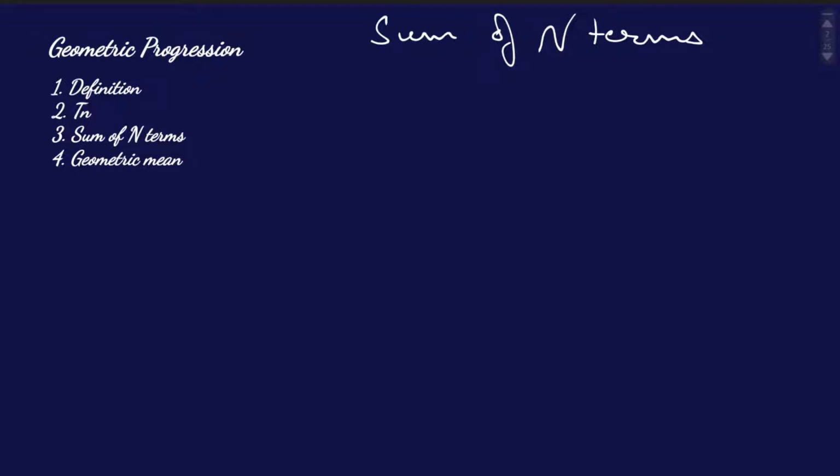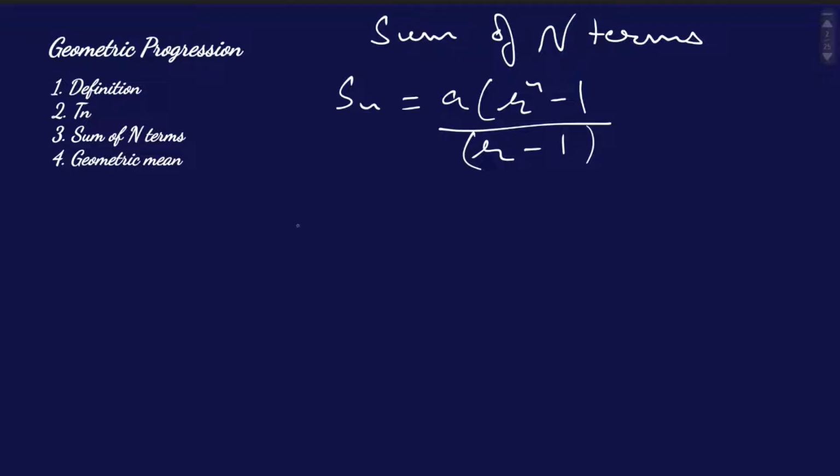So now let's talk about the sum of n terms. The formula for the sum of n terms is a multiplied by r to the power n minus 1 upon r minus 1. So let us take a very basic series that we took earlier: 2, 4, 8, 16. So there are four terms in this progression. The sum would be nothing but 30.